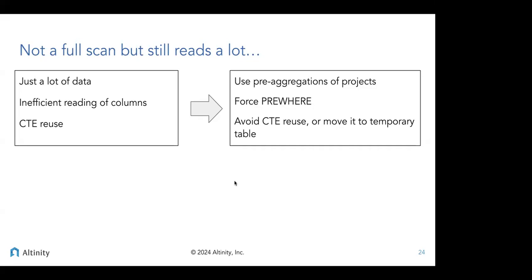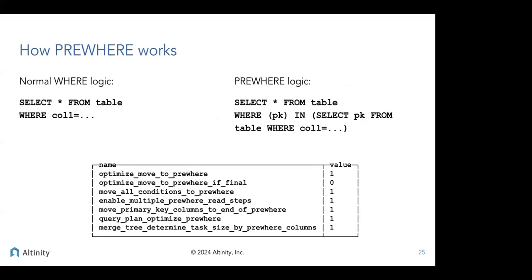Also, it's quite typical that when people start to use ClickHouse, the good people who know how to write really nice, easy to read and maintain SQL queries use common table expressions a lot. But those common table expressions are not cached inside ClickHouse. So if you reference the same common table expression many times, it will run that many times.